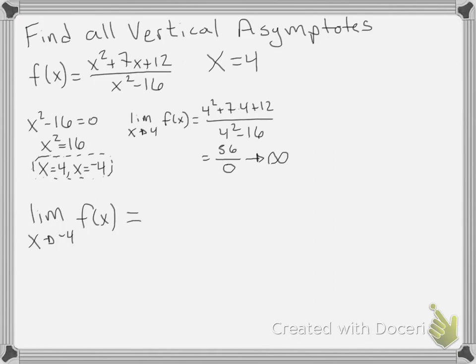We're going to take negative 4 and plug it into the equation. Careful, I have negative 4 squared. That's real easy to make a mistake on your calculator. It does need to be in parentheses. Plus 7 times negative 4 plus 12, all over negative 4 squared minus 16. Okay, so in the numerator, negative 4 squared is 16, plus negative 28 is negative 12, plus 12 is 0. In the denominator, we get 0.